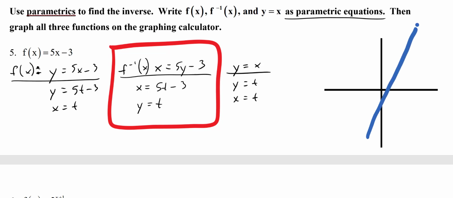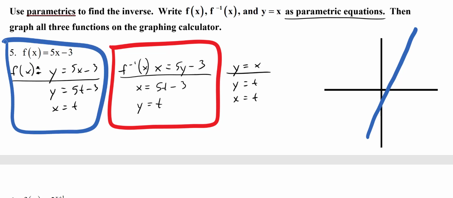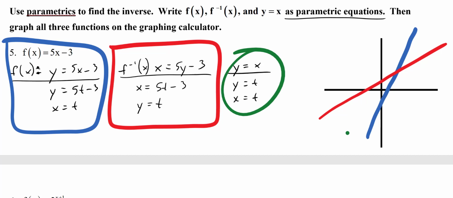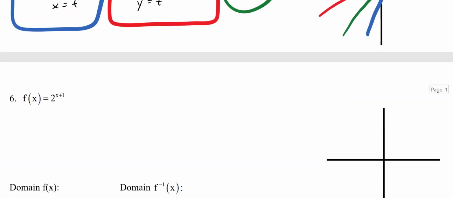Okay, so I'll put this in blue. And that one's in red, so I'll do the red one. That was this function. And then we'll do green for the other one. This is green, and so that's y equals x. And you can see it's symmetric. Okay, cool. Moving on, we've got a few more here to do.